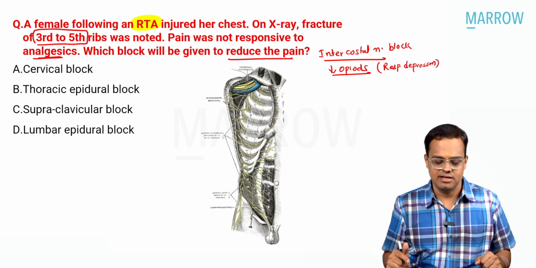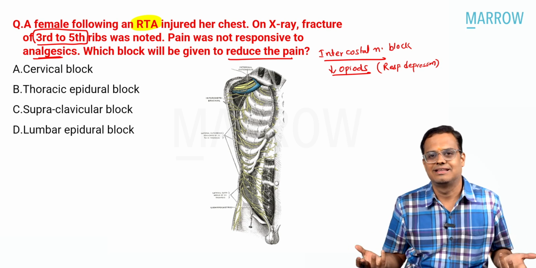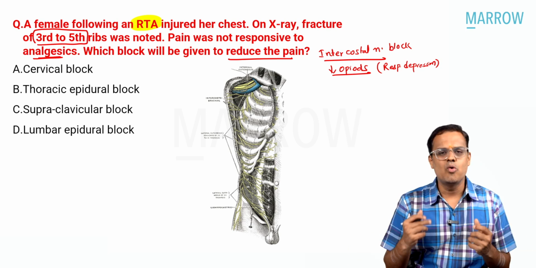Now let us see the options. Is there any intercostal nerve block? Nothing is there. So how to choose it? Now again, go back to the basics.